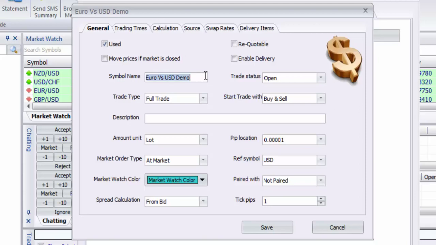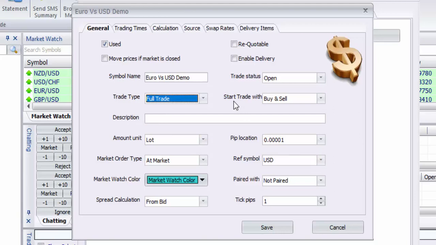Here's the symbol name, the trading status, if it's open or closed. If it's open, clients can trade it. If it's closed, they can't trade on it. And trade type, if it's full trade or just close. For example, if you have a future contract that is actually expired and you don't want any new positions, you can put it on just close. We have it full trade right here.